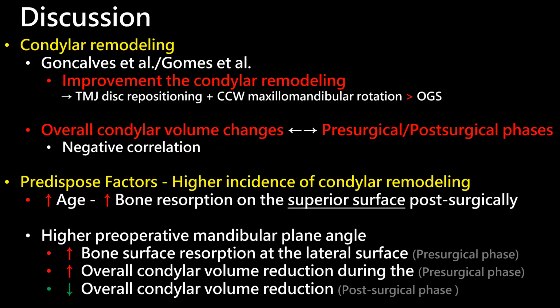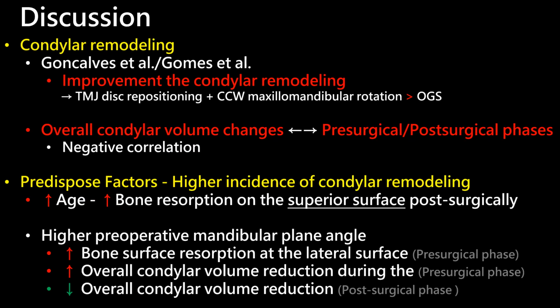And for condyle remodeling, the previous study showed improvement if the patient had TMJ disc repositioning and counterclockwise maxillomandibular rotation, which improves more than just performing OGS. And the overall condyle volume changes in the pre-surgical and post-surgical phases also show negative correlations. So resorption was noted, and predisposed factors have a higher incidence of condyle remodeling. The OH will be the predisposed factor.